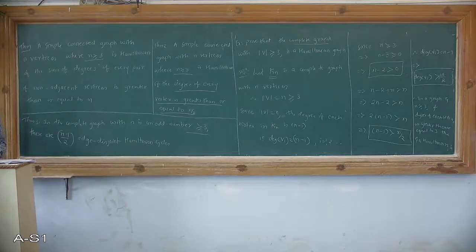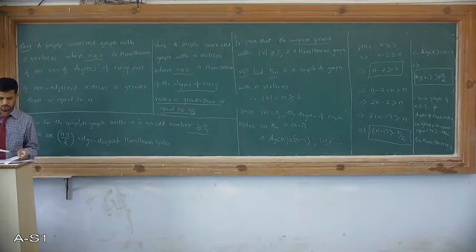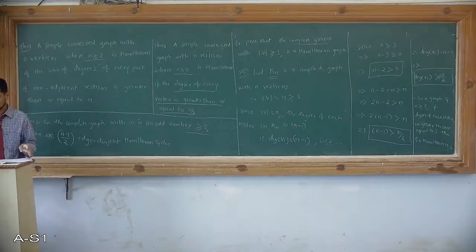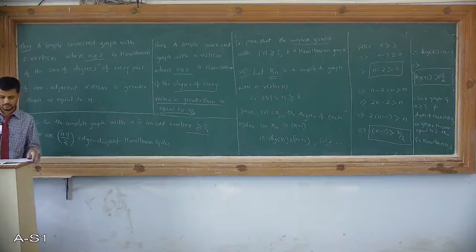Still, we need to solve some more examples based on these theorems on Hamiltonian graphs. In the next class we will try to complete Hamiltonian graphs, and we will move ahead with the next concept, called Eulerian graphs.